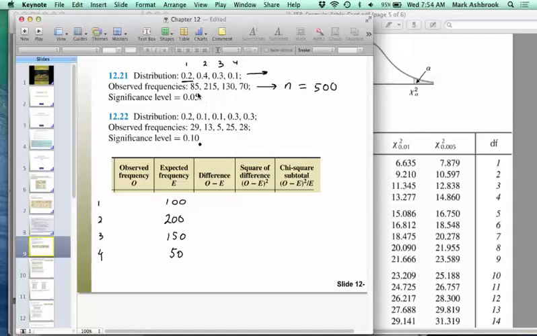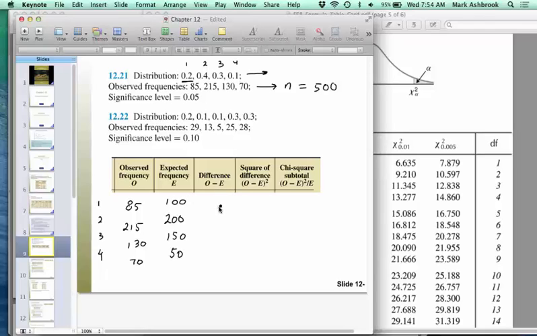Okay? What did we actually observe? Here's what we actually observed. With a simple random sample, we actually observed 85, 215, 130, and 70. And what we're testing is our null hypothesis: the distribution based on observed frequencies is not significantly different than what we expected. The alternate hypothesis would be that it's different than we expected, that these frequencies are deviating significantly from what we expected. Okay, so how do we do that?